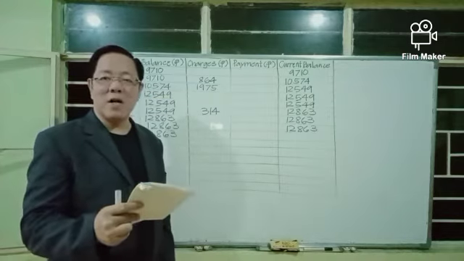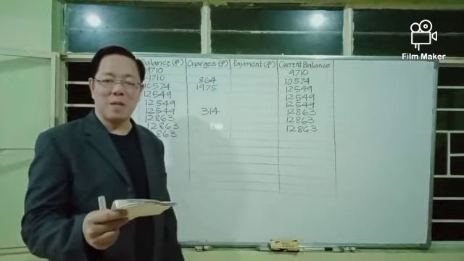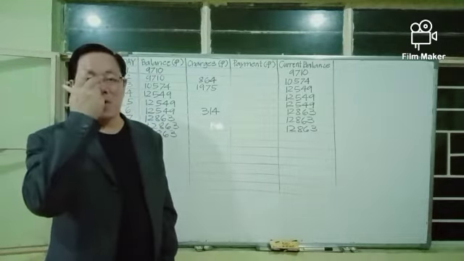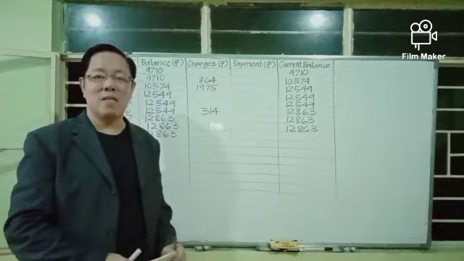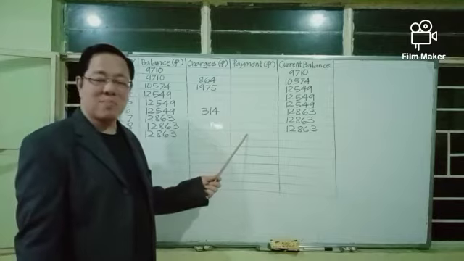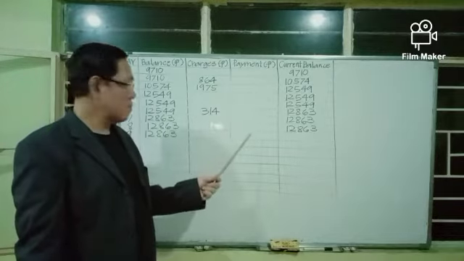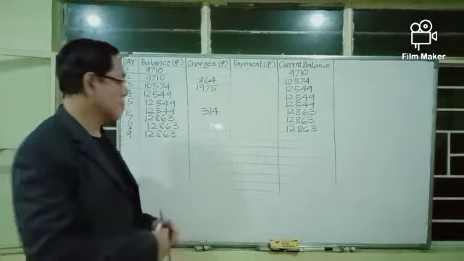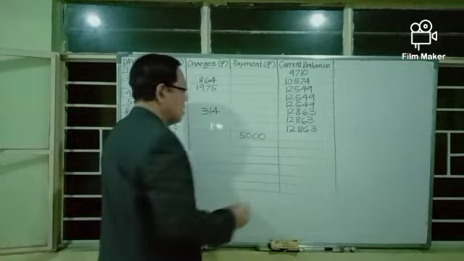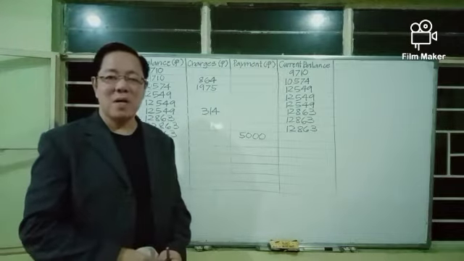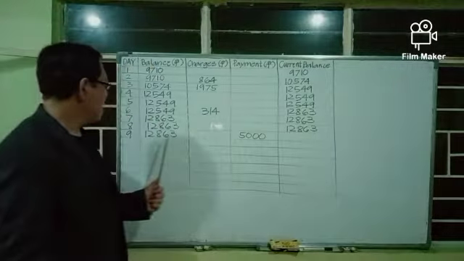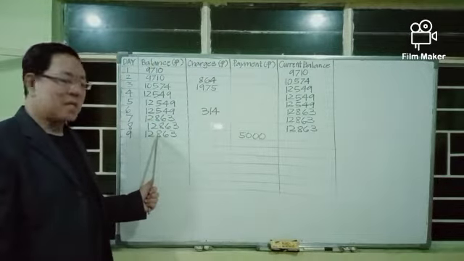On November 9, Nina made a payment to the bank worth 5,000 pesos. This payment is for the credit card to reduce her balance on her credit card. And so we write 5,000 pesos payment to the bank in this column. And the payment to the bank of 5,000 pesos for her credit card would be deducted from her current balance at the beginning of November 9.